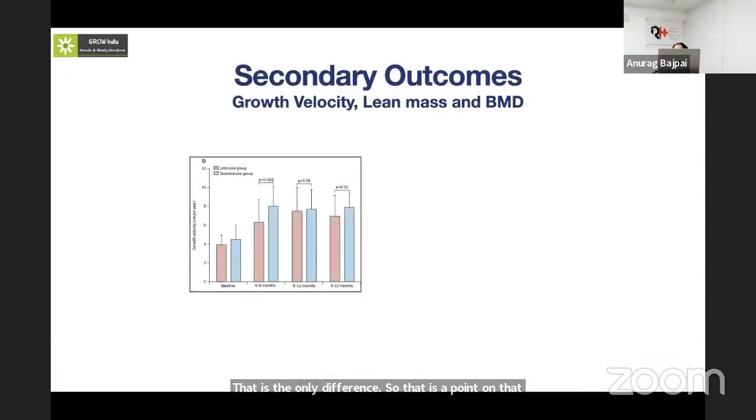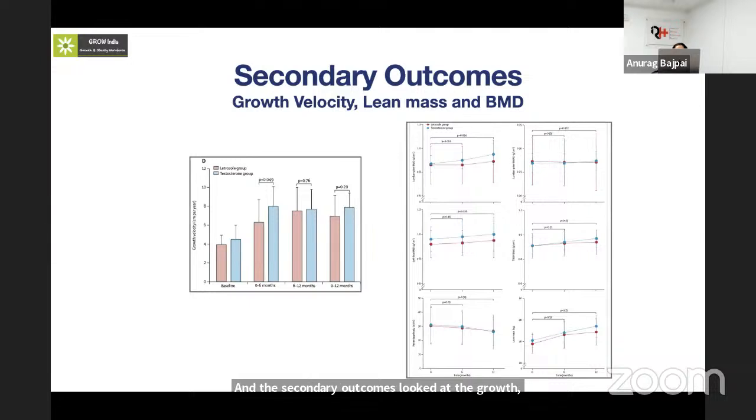And the secondary outcomes looked at the growth velocity, lean mass and bone mineral density. If you look at the growth velocity, it was just short of being statistically significant at 6 months with the testosterone arm. However, overall, the testosterone arm does perform slightly better, but the difference was clinically not significant. For the bone mineral density parameters, the numbers were too small to give you any idea.